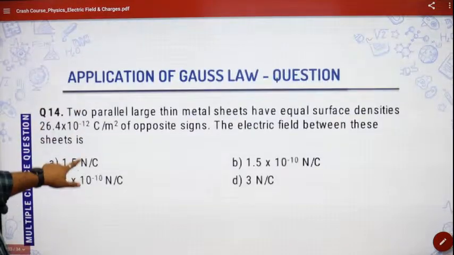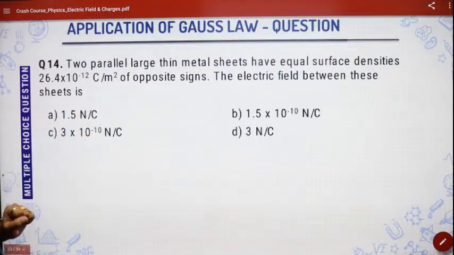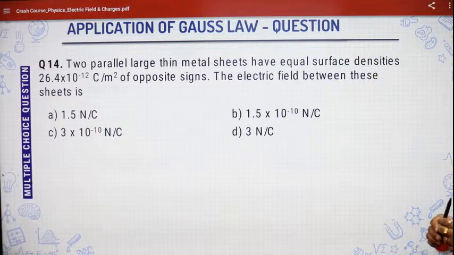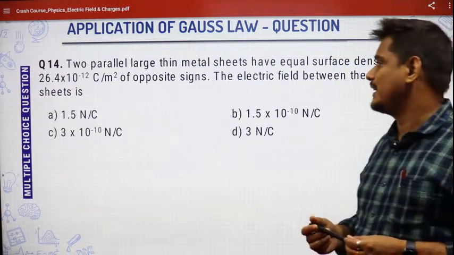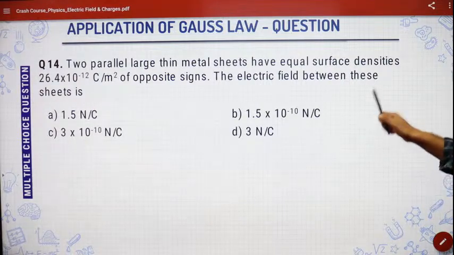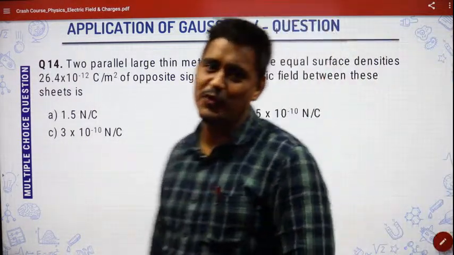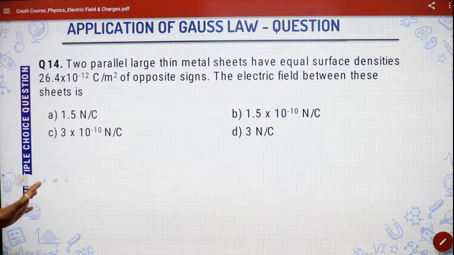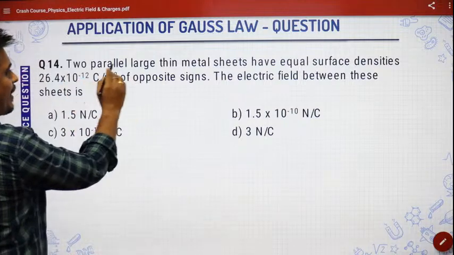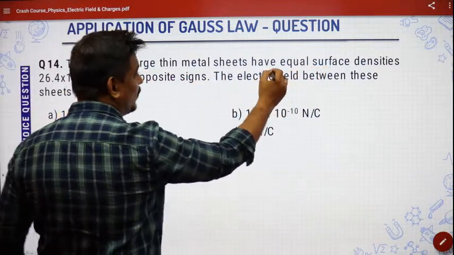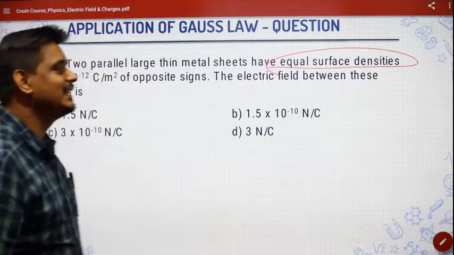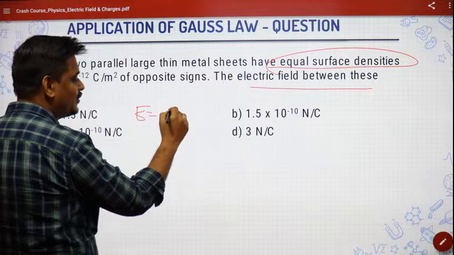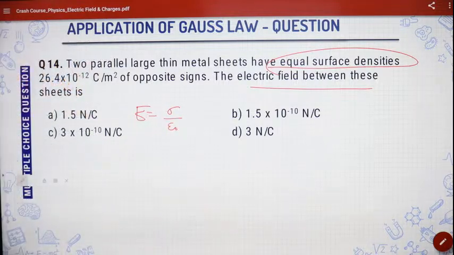And then we come to one question of Gauss law, and that question is, there are two parallel large thin metal plates having equal surface densities, and they have given the value of that of opposite signs. The electric field between those sheets. See, this question once again I have taken from the CBSE sample paper, believe me. So very simple question this is, if you know the concept, because they have given two parallel thin metal sheets have equal surface densities. When they told it is equal surface densities and they have asked you between the plates, obviously write E is equal to sigma by epsilon naught. Story is over.